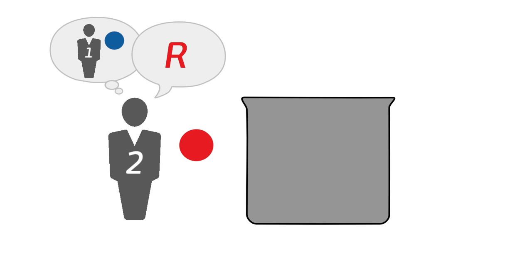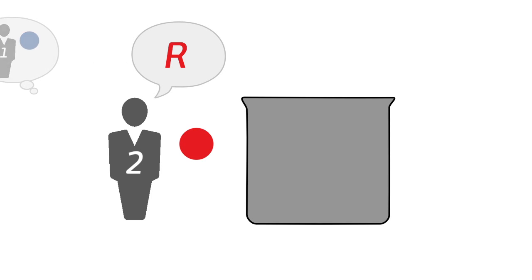So two, notice, is going to guess his own color, in fact, regardless of what one did. If one sees blue, two will guess blue if he draws blue and red if he draws red. And similarly, had one drawn red, two follows his own draw.